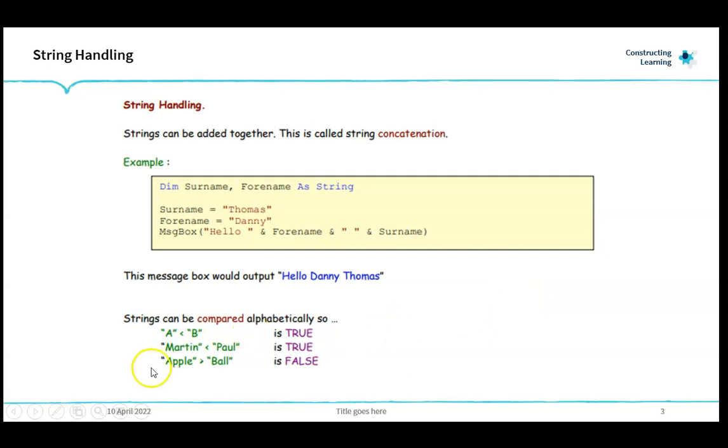So it will then say, hello, Danny Thomas. You can then compare. So for example, is A less than B, which would come up as true because A is before B. Martin is less than Paul, which is true because Martin is before Paul in the alphabet. It's looking up the M and the P. Apple is greater than ball. It's false because A comes before B in the alphabet.